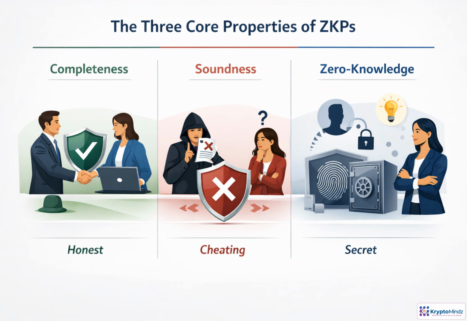Every zero-knowledge proof has to satisfy three promises. Completeness means honest participants succeed. If the statement is true, the verifier accepts. Soundness protects against cheating. If the statement is false, a dishonest prover should not be able to fake convincing evidence, except with negligible probability. Zero-knowledge protects privacy. The verifier learns only that the statement is true, not the secret behind it. Together, these properties provide trust, fraud resistance, and confidentiality.